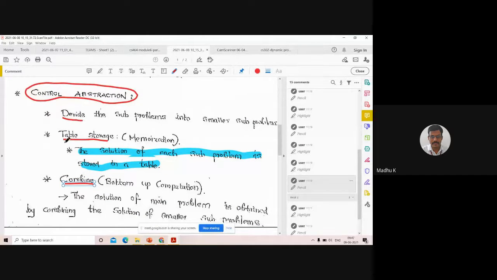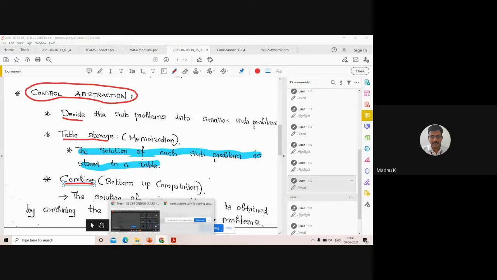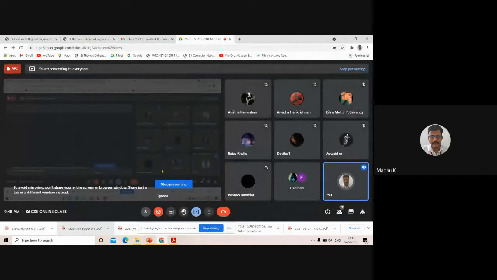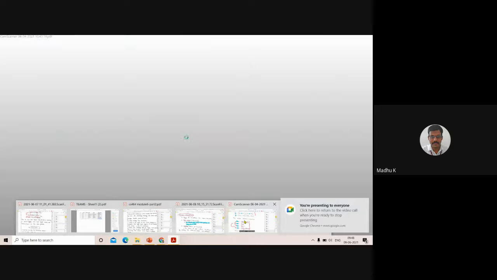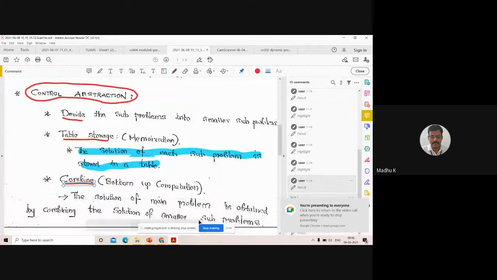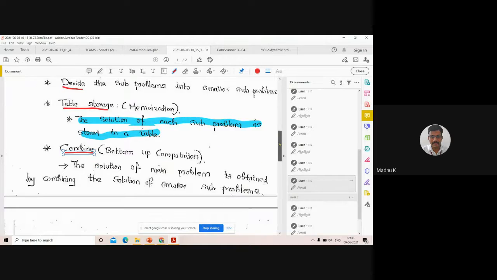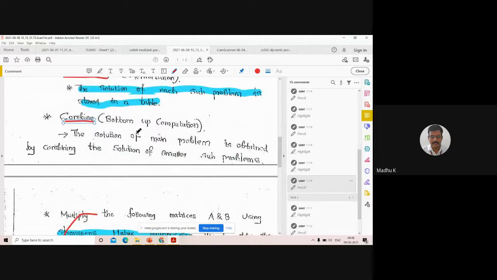Then we need a mechanism to divide into subproblems. We need a storage for memoization, that is, table storage. And to combine, we need a mechanism to combine the results. So this is the control abstraction of this dynamic programming approach. In the university exam, one question was asked on this.